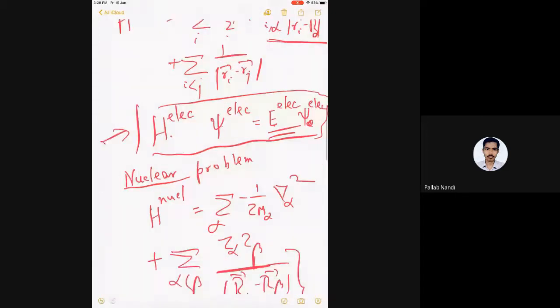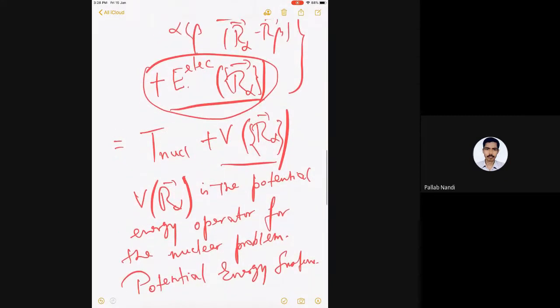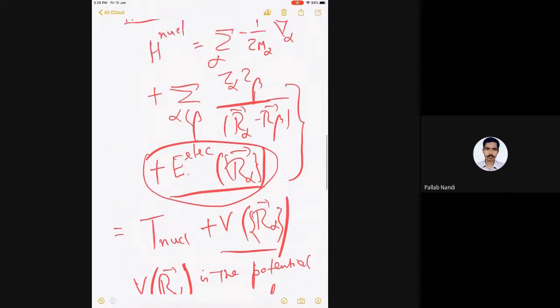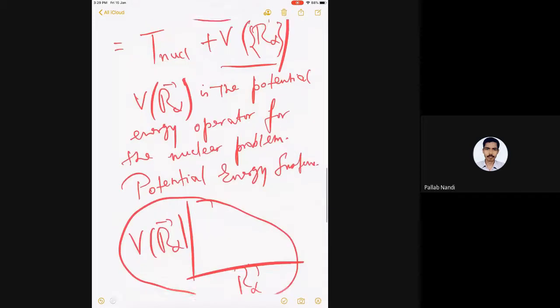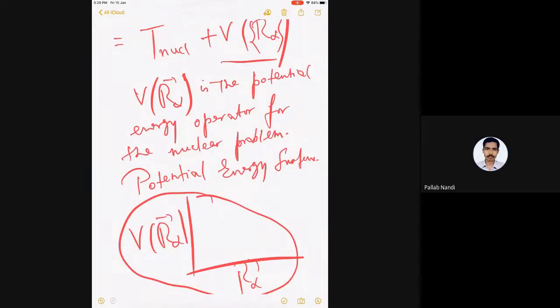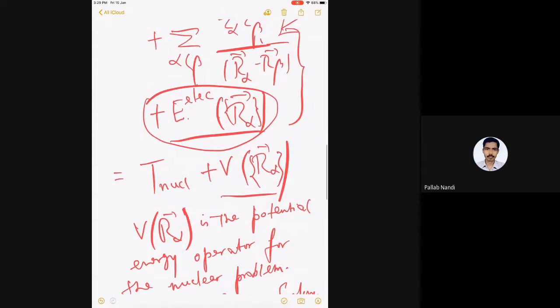Once I get the electronic energy for every R, then all I have to do is add this Z alpha, Z beta by R alpha term. That is very easy because this is just a constant. For a given value of R alpha, R beta, this is constant. I simply add this to the electronic part, and then I can get the potential energy surface. This is a very important quantity, although in our text we will not mention this. It is important if you want to solve the nuclear problem, because this becomes the potential energy for the nucleus.